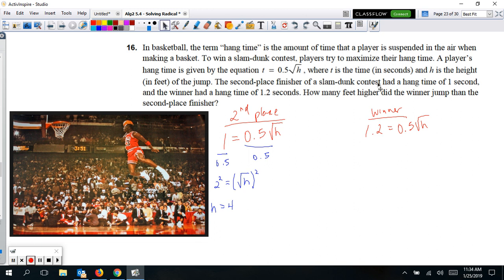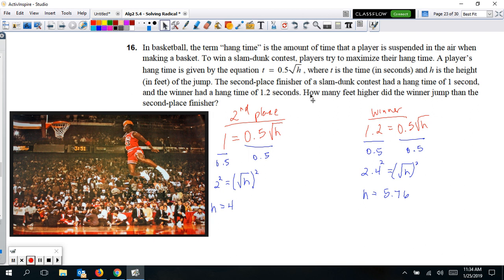The winner, do the same thing, divide by the 0.5 first. 1.2 divided by 0.5 is 2.4. And then we're going to square both sides on this one to get rid of our square root. And so 2.4 squared is 5.76. That's the height that the winner got to.